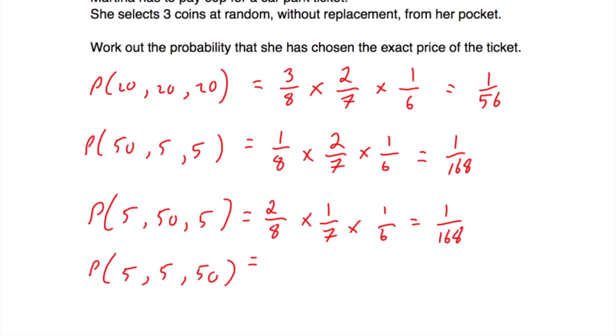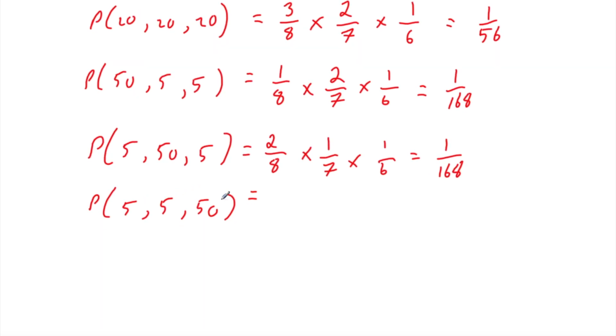Okay, and then finally, the probability of getting a 5p, a 5p, and a 50p. Well, there's 2 5p coins, and there's 8 altogether, so the probability of the first coin being selected at random as a 5p would be 2/8. Then, when one of those 5p coins is taken out, there'll be 7 coins left, and the next one being a 5p, well, there's only one of them, so the probability of the next coin being a 5p would be 1 7th. And then finally, the probability that the last one is a 50p, well, there's 6 coins, and one of them's a 50p, so it'll be 1/6. And then if we times them together, we get 1/168.